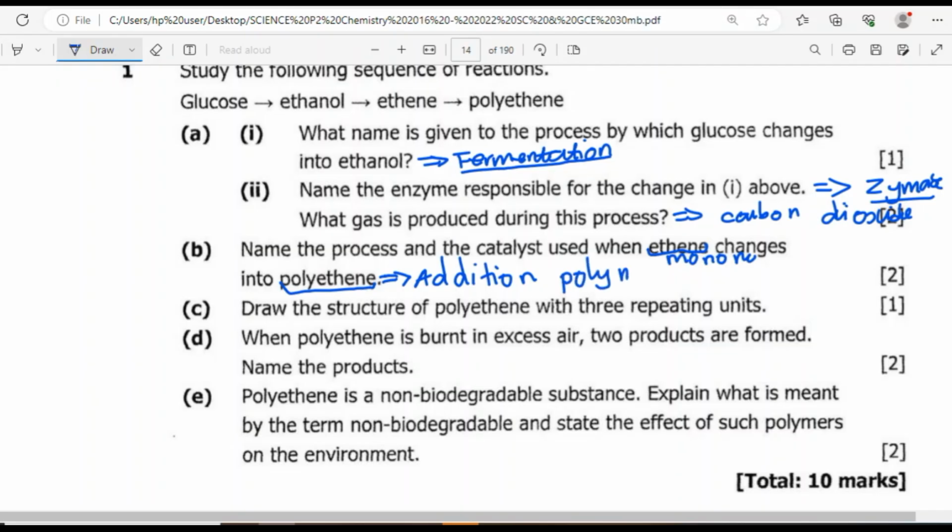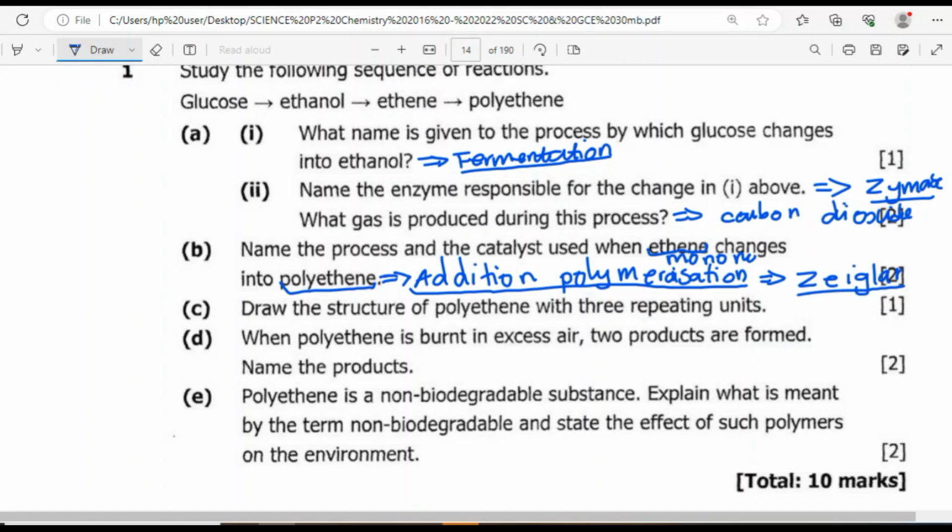So the reason why we are saying this is addition polymerization is because we are only getting the polymer as a product, no other product. Then the catalyst that can be used during this is Ziegler, a Ziegler metal. Also concentrated sulfuric acid can also be used.